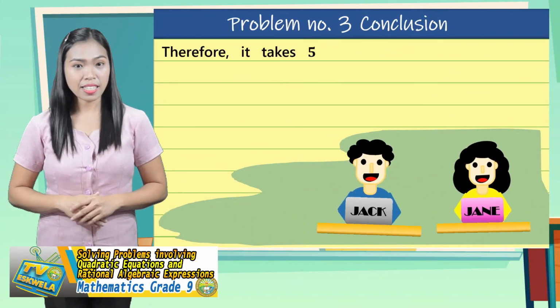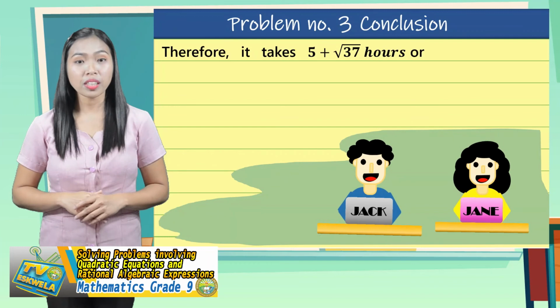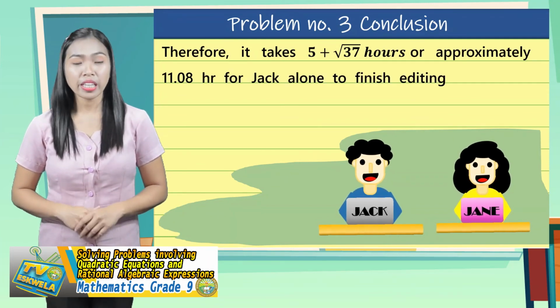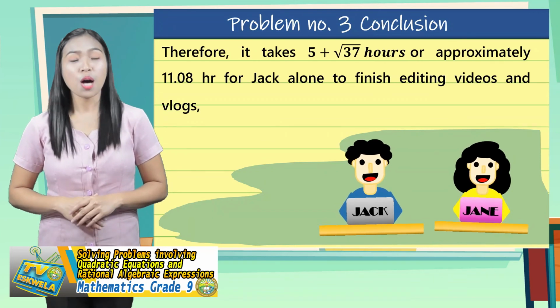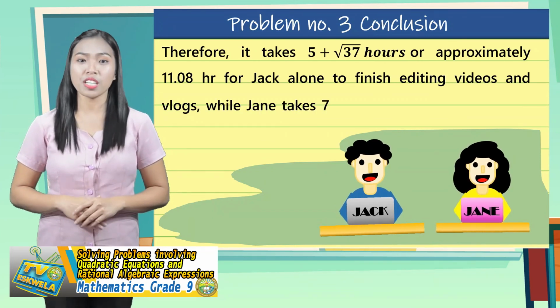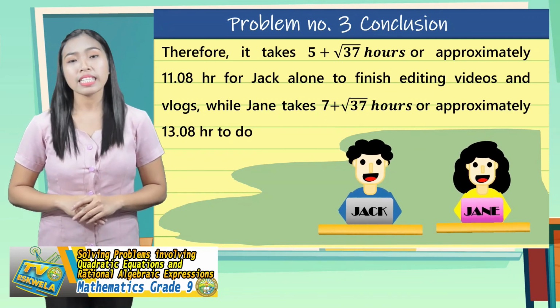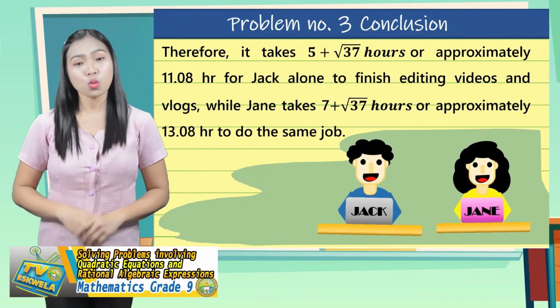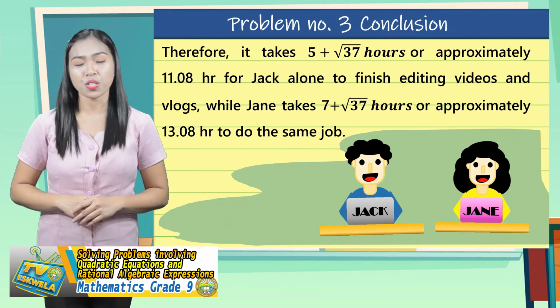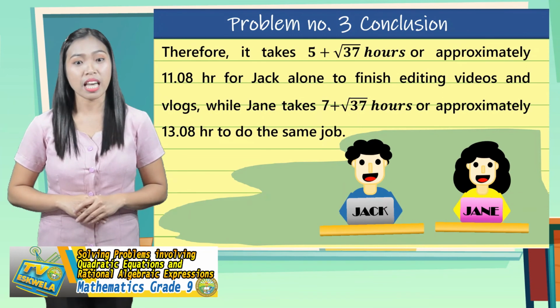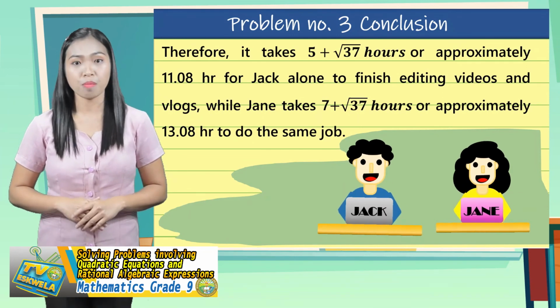Therefore, it takes 5 plus square root of 37 hours, or approximately 11.08 hours for Jack alone to finish editing videos and vlogs, while Jane takes 7 plus square root of 37 hours, or approximately 13.08 hours to do the same job.